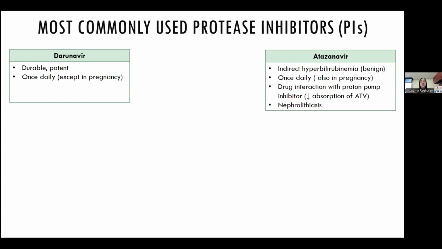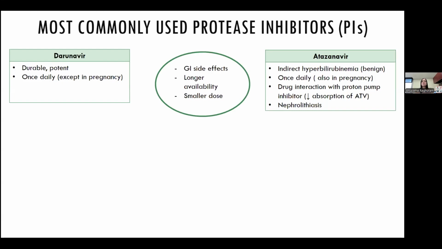It does have drug-drug interactions with proton pump inhibitors as well, which can decrease the absorption of this drug, so be mindful of that. And it can cause kidney stones. This is because it gets excreted renally, and it can lead to crystal formation from the drug itself. So if you are able to analyze that stone, you will find drug in it. And darunavir seems to do that to a much lesser degree. So those are the two main ones that are used today.